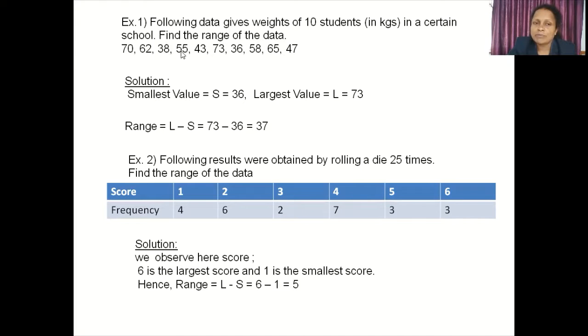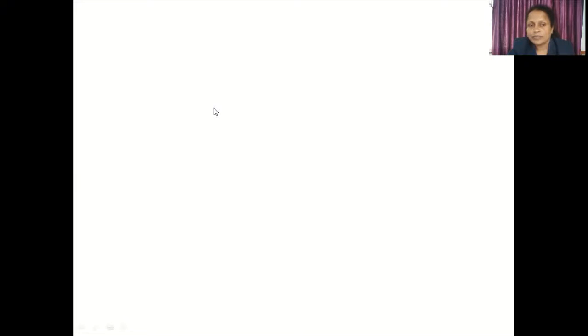So first type is of raw data, that is only observation. Second type is ungrouped data, that is our observations are with their frequency. So remember the difference between given data. Now we see next example.